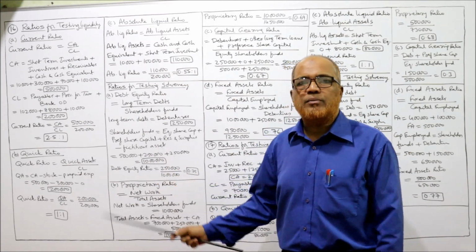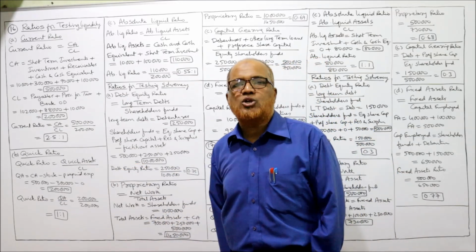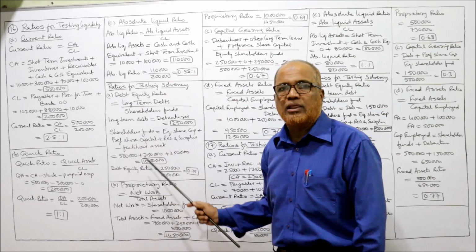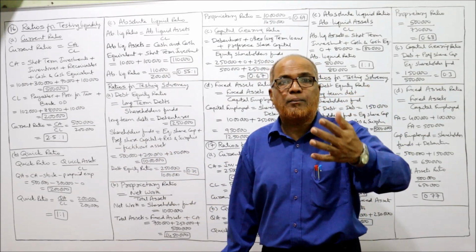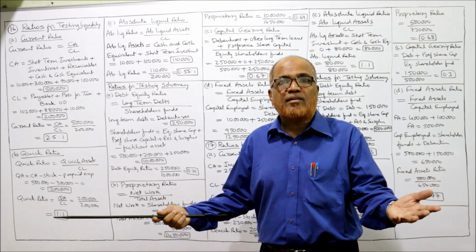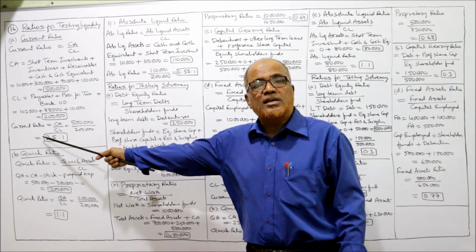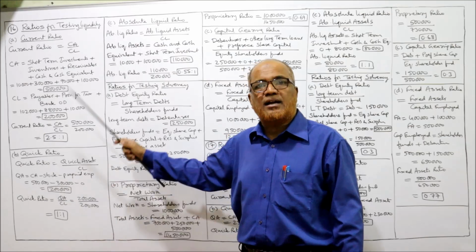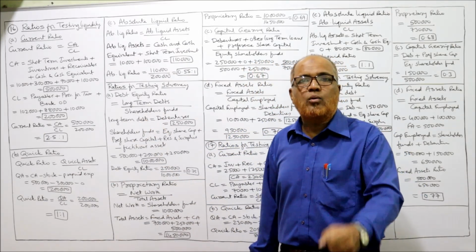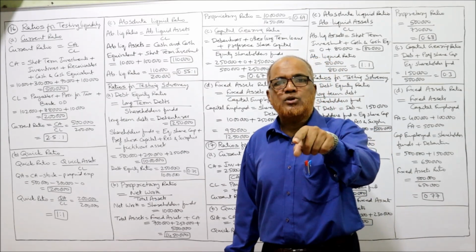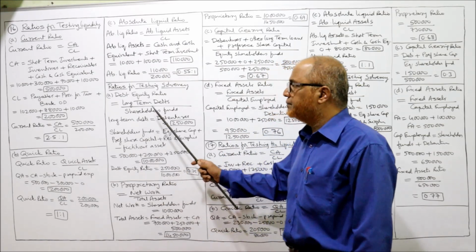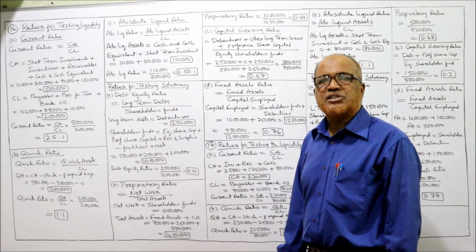So in this type of problems, not only do you have to calculate the ratios, but also you have to give the interpretation. After completing all the ratios, you have to give the interpretation. What interpretation? Whatever I am saying now. The liquidity position is satisfactory because the current ratio is above standard, quick ratio is above standard, absolute liquid ratio is above standard. The company has a good liquidity position. The company is in a position to pay the current liabilities on time. Now, ratios for testing solvency.